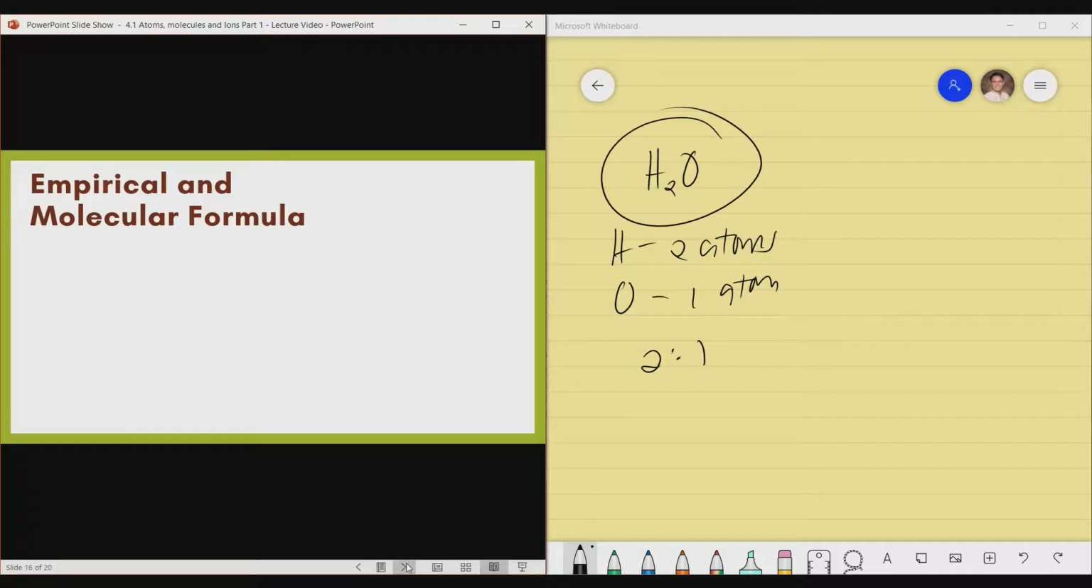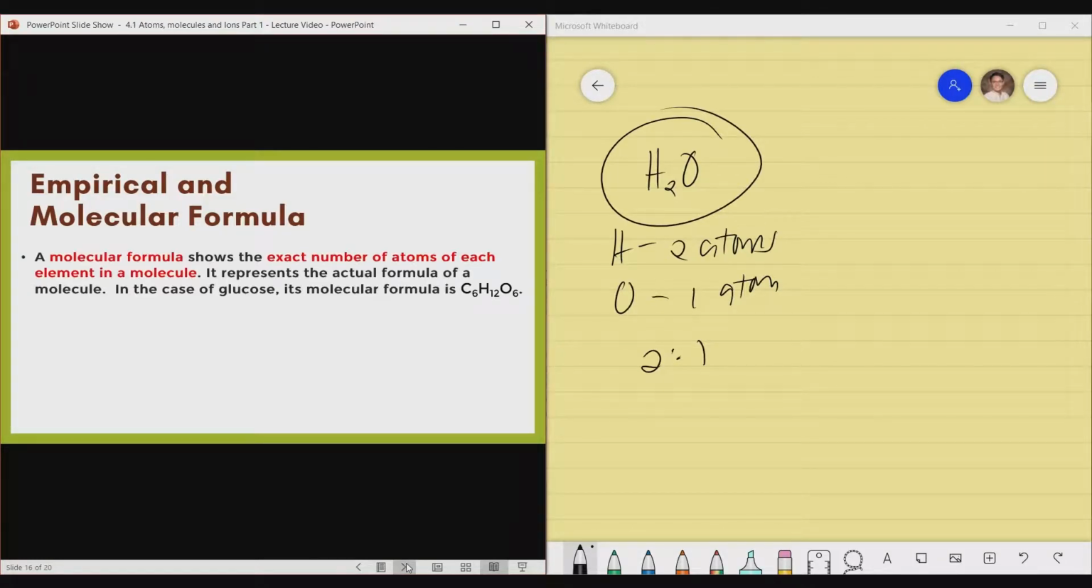Let's talk about empirical and molecular formula. Let me just explain this one in an easier tone. When you say molecular, the keyword is that the molecular formula shows us the exact number of atoms of each element. It represents the actual formula of a molecule. When we say actual, in reality, ito talaga yung actual na formula niya. Ibig sabihin, hindi pa nilo-lowest term or hindi pa pinapasimple. Ito yung exact. Kumbaga, pag nagsosolve ka sa mathematics, kung ano yung nakuha mong unang sagot na mahaba, madaming decimal number, yun yung actual. Kumbaga sa empirical and molecular formula, yun siya.